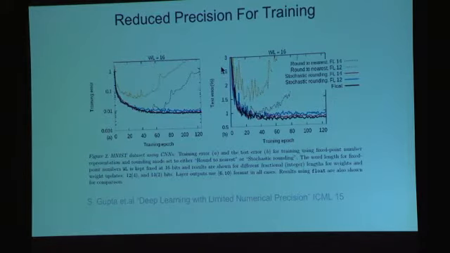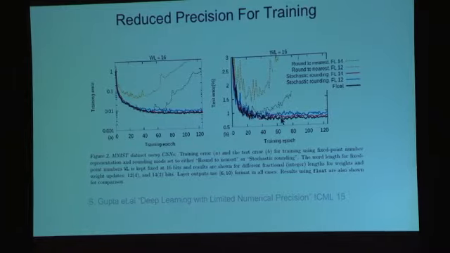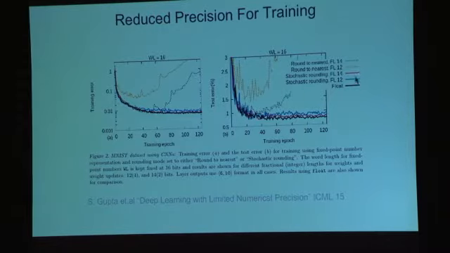This shows results with and without stochastic rounding. This is from a paper on deep learning with limited numerical precision, which I refer you to if you're interested in getting more data on this. It was at ICML this year. The black line here is using 32-bit floating point, so it's considered sort of the gold standard, the best that you can do. And then the blue and red lines are using fixed point 12-bit and 14-bit respectively.